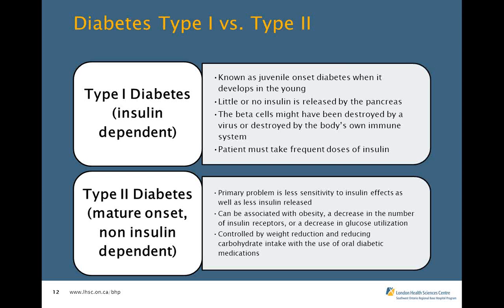Less insulin is released. Usually type 2 diabetics are associated with obesity, decrease in the insulin receptor sites, decrease in glucose utilization. Most of the time, they take these oral medications, and it is controlled with diet, exercise, and medication, and they lead a normal, healthy lifestyle, and everything is usually pretty good.